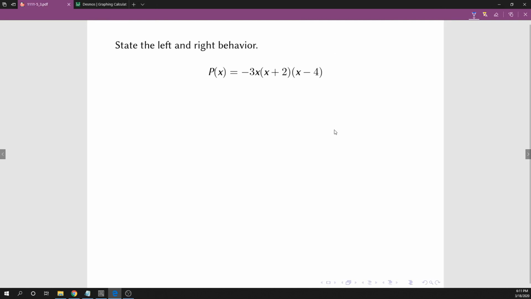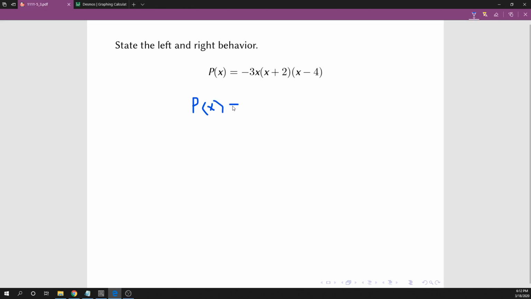All right, now they want us to state the left and right behavior of this function, right? And now we're kind of in a bind here because this is in factored form. This is written as multiplication, minus 3x times x plus 2 times x minus 4, and not in standard form, right? So that trick I showed you about multiplying the leading coefficients is helpful here.